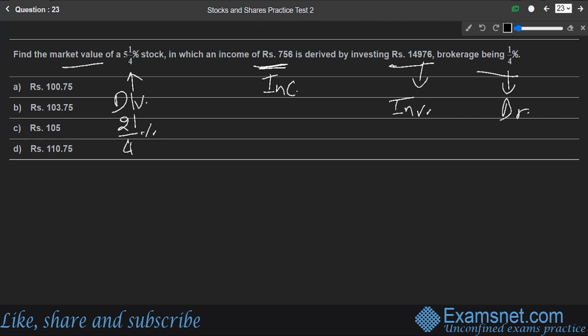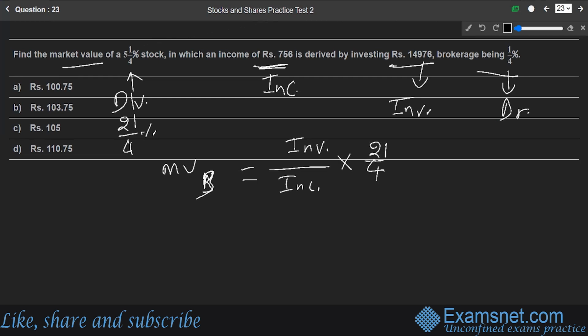Now let us find out the market value first. First of all, we'll find out the market value of each share, and then we'll subtract the brokerage value from the market value. That will give us the net actual market value. So let us first find out the market value with the brokerage. First of all, we have the investment divided by the income, so that will be the investment divided by income into the percentage rate of the stock, 21 by 4.